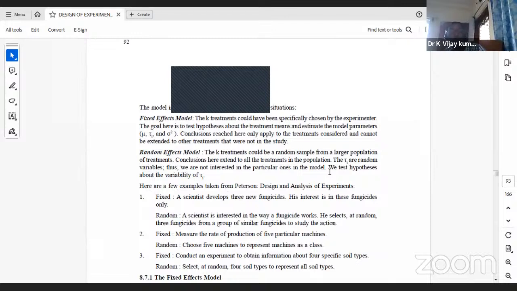Here are a few examples taken from Peterson, Design and Analysis of Experiments.